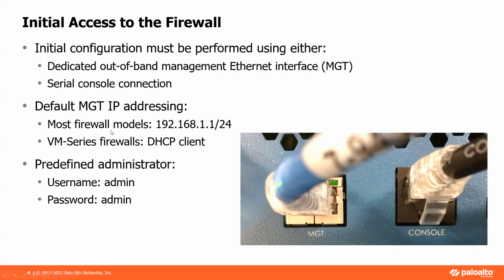The default IP address for most firewall models is 192.168.1.1 on a /24. For the virtual machine series firewalls, it's a DHCP client. So it's going to automatically try to pull an IP address for its internal side. In the case of your lab environment, you're going to see it as 192.168.1.254, I believe. By default, the username and password is admin and admin. For your lab environment, the username will be admin. The password would be Palo Alto, and there's a special case spelling of doing that.